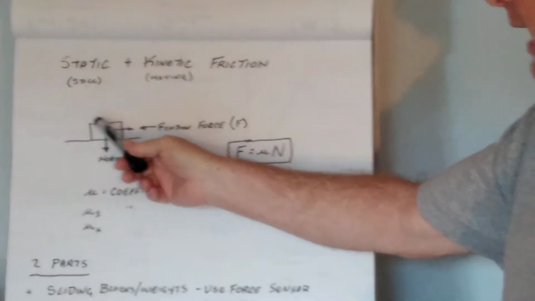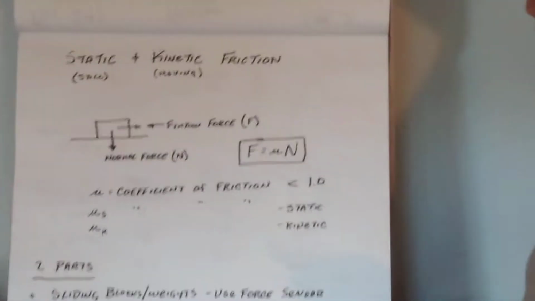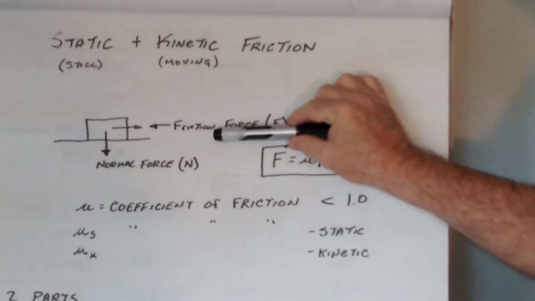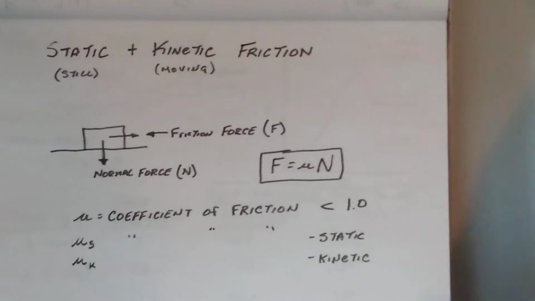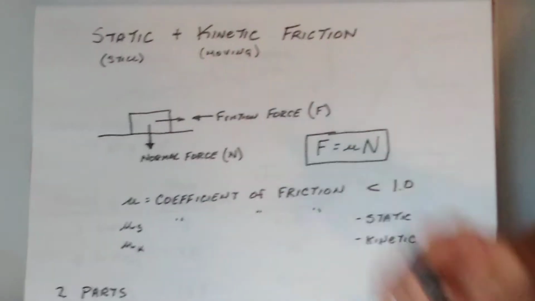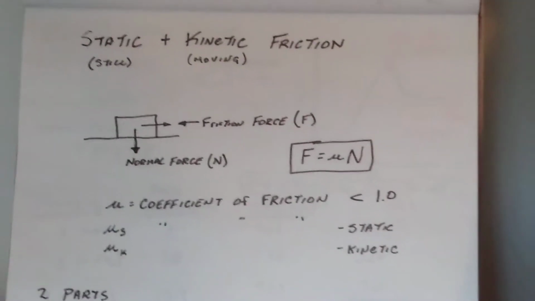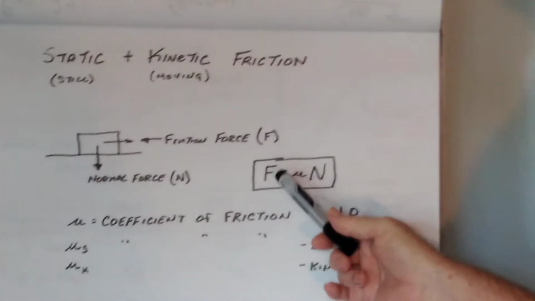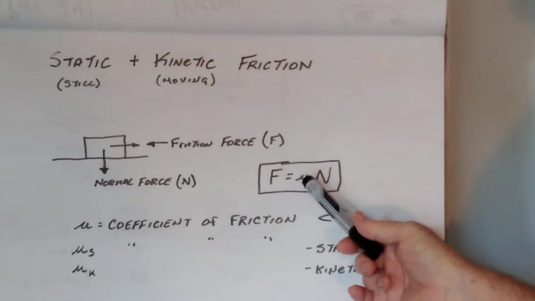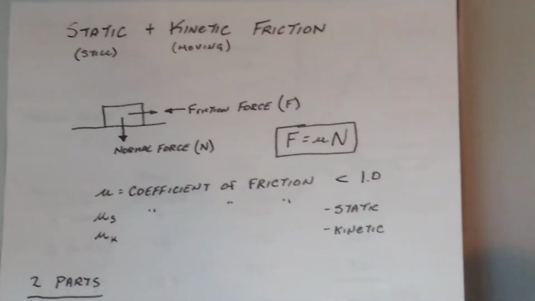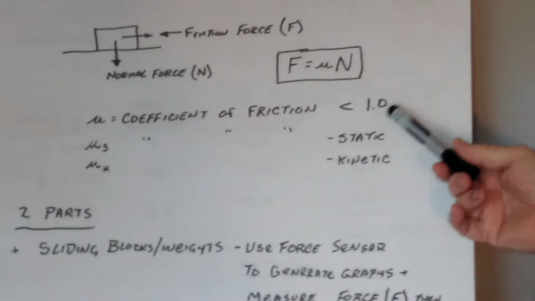If we look at a typical block, we know if we're going to push the block this way, there's going to be a friction force acting on it this way. The normal force is simply the weight of the object times gravity. Our formula that deals with this is the friction force equals what we call the coefficient of friction, mu, times the normal force. Now, our coefficient of friction is normally less than 1.